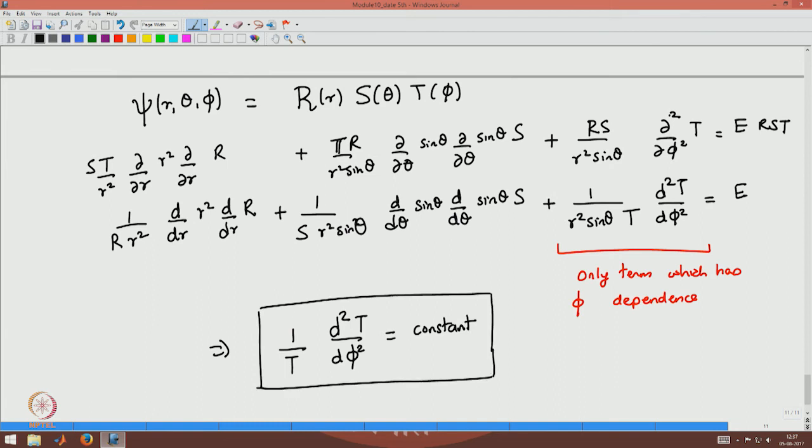So this is one of the things that we will do, and this implies that t of phi is equal to, we will just write it as e to the i m phi. This constant you can show should be equal to minus m square, and after some work you will get t of phi should be e to the i m phi. As I said earlier, you can always put a constant factor in front of this, but we will not bother with that. And for various other reasons, m has to be an integer.